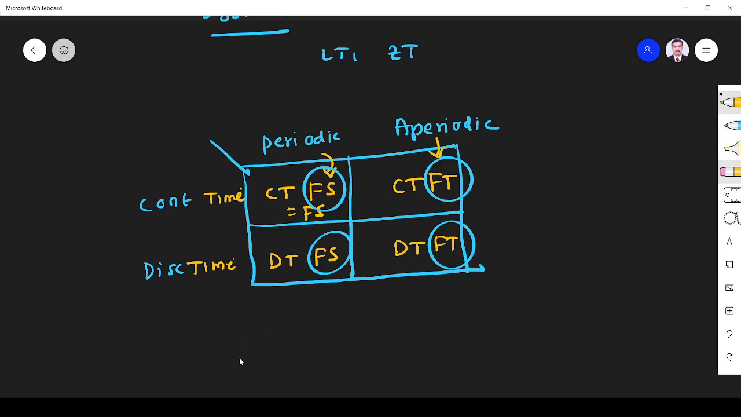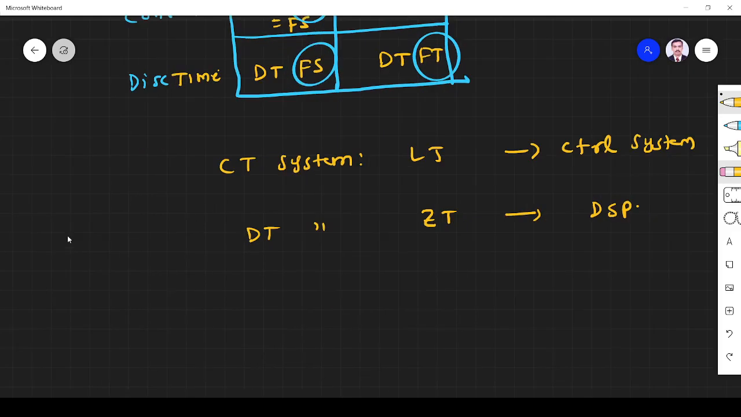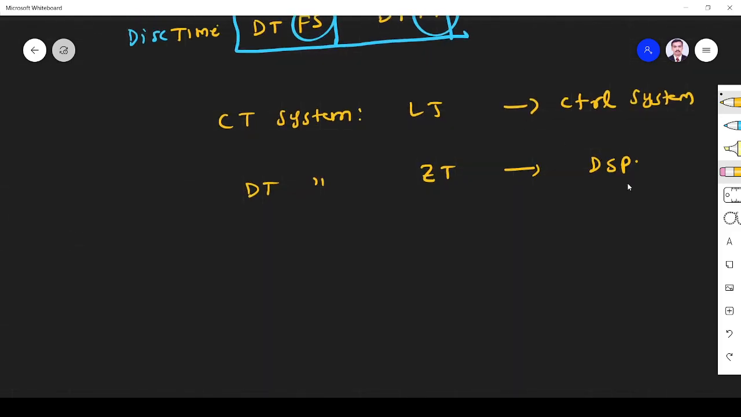Similarly, if you want to analyze a continuous time system, we have to use Laplace transform. That's why we use Laplace transform in control systems. Whereas for a discrete time system, we have to use Z transform. That's why we use Z transform in DSP. It is a discrete time system. All filters, FIR, IIR, those things are analyzed by using Z transform.